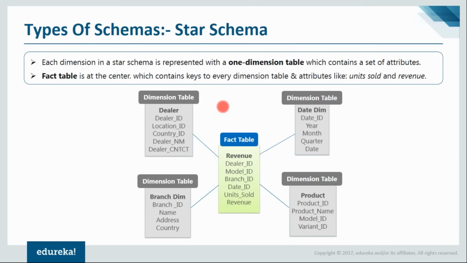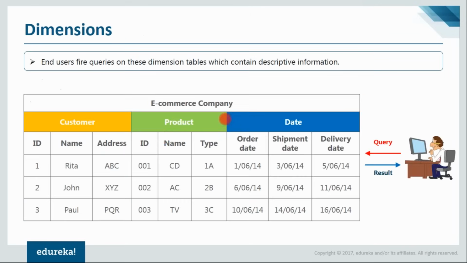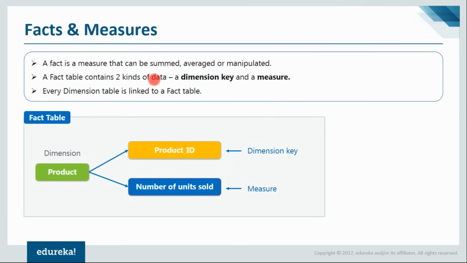But anyways, talking about the different types of schemas that you have in your data warehouse. A couple of slides earlier, I told you that every dimension table will have a fact table, right? So that's what this diagram also symbolizes. If I can recall, I told you that a fact table contains two kinds of data, a dimension key and a measure. And I told you that every dimension is supposed to be linked to a fact table, and it would be linked with the help of schemas. Okay. So that is the relationship between dimensions and facts.